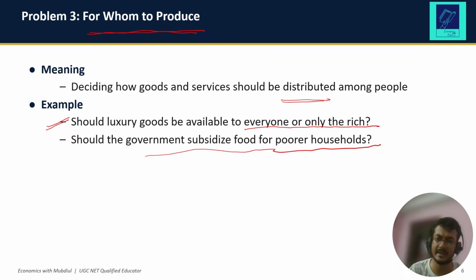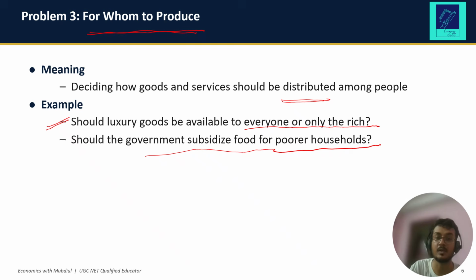Suppose there is only one hospital in a village. Should treatment be given only to people who can pay, or should the government ensure basic healthcare for everyone? Again, this is not a production problem. The hospital already exists. This is a distribution problem. Who should receive the service? Similarly, think about government schools. Education costs money, teachers have to be paid, buildings must be maintained, books have to be printed. Yet the government often provides education either free or at very low cost.